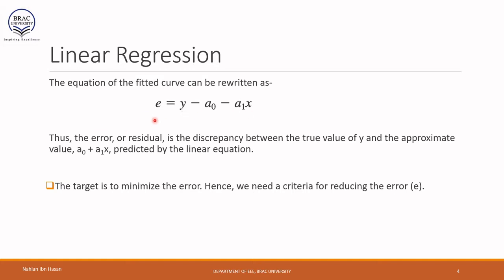So we have to minimize this error term, because the main purpose of fitting a curve is that the error term is decreased as much as possible. So we have to minimize this error term, and that's the main target of any kind of regression.